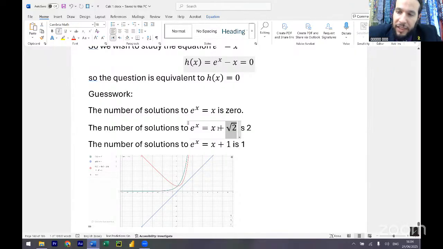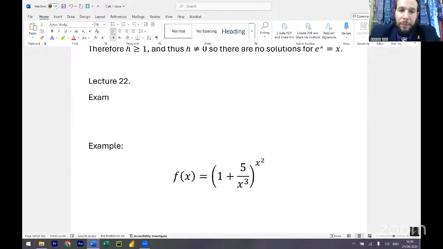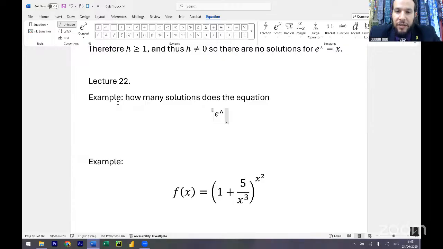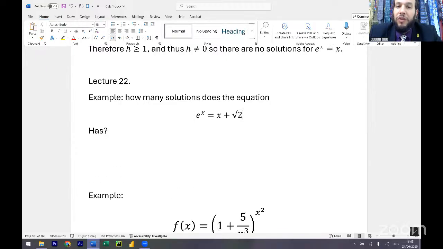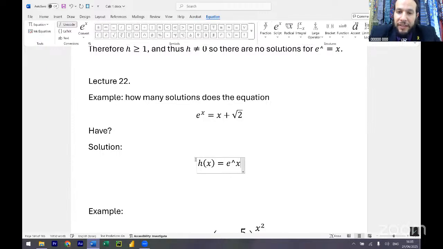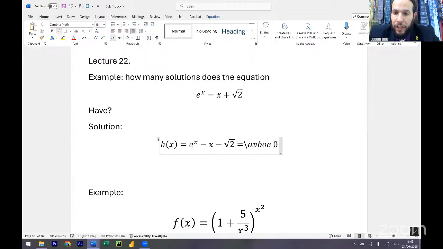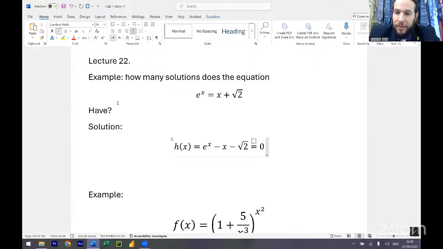I wish to start with that example and then I'll go to the one you reminded me of, but I won't forget it because it's written here. So example: how many solutions does the equation e to the x equals x plus square root of 2 have? First of all, we move everything to the left-hand side and build a new function. And our question is how many times does this function equal 0? Do you agree so far?